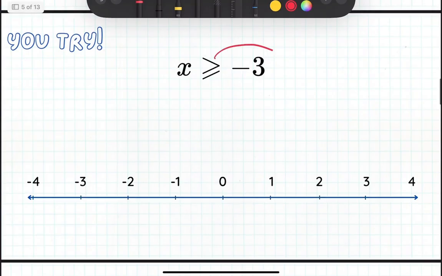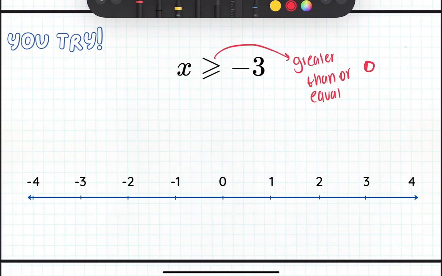Here we have x is greater than or equal to -3, which means we're going to use, again, that closed circle. So I'm going to put a closed circle at -3, and I'm going to put the arrows facing the numbers that are towards whatever is greater than -3. So I'm going to face towards this way, and that's it.